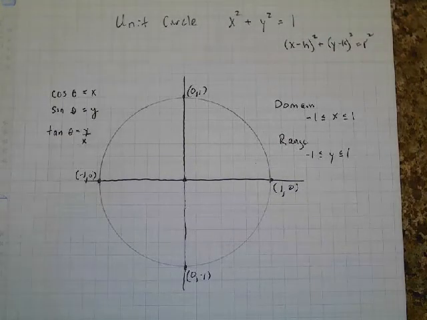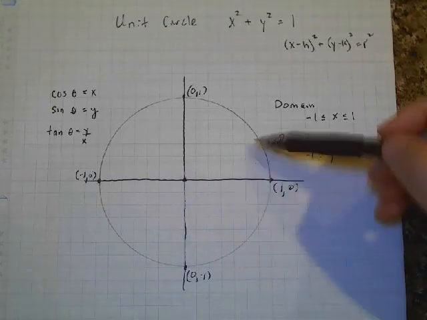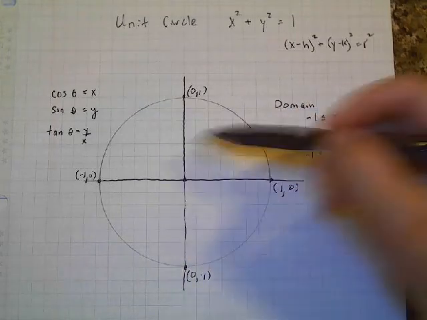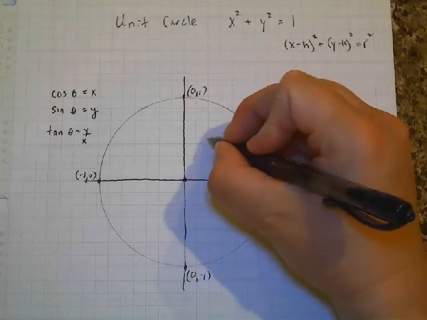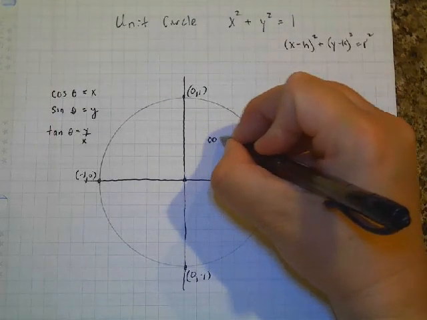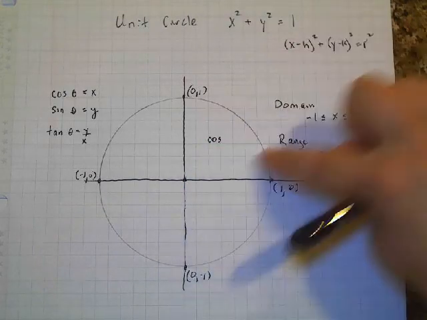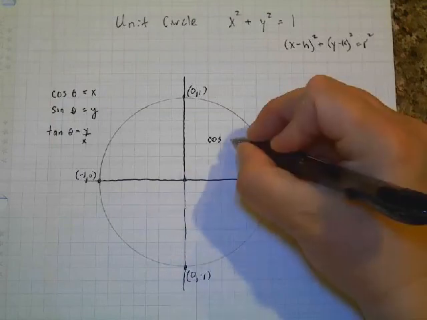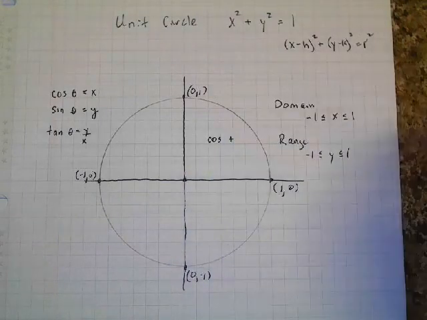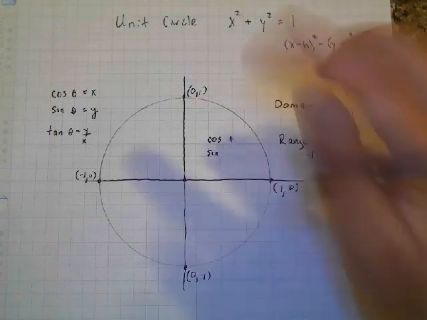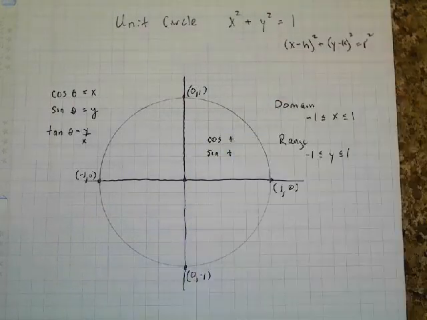We'll talk more about that in a little bit, but you'll want to have that in your notes. The other thing that we need to talk about, since cosine is the x value, is the signs in every quadrant. So for instance, in this quadrant, since cosine is the x value, x is always positive here. So cosine will always be positive in the first quadrant. And sine is the y value, and since y is positive in this quadrant, it'll be positive also.